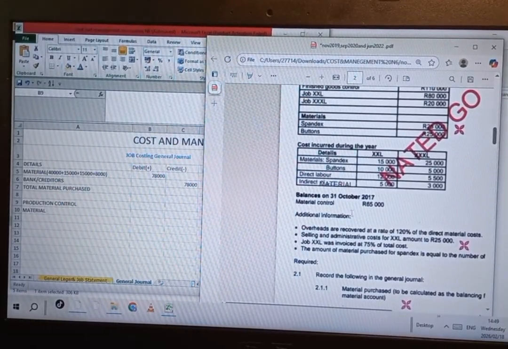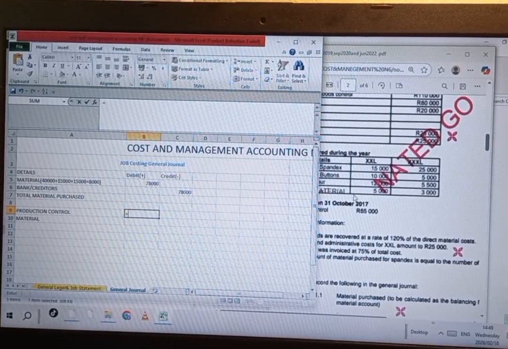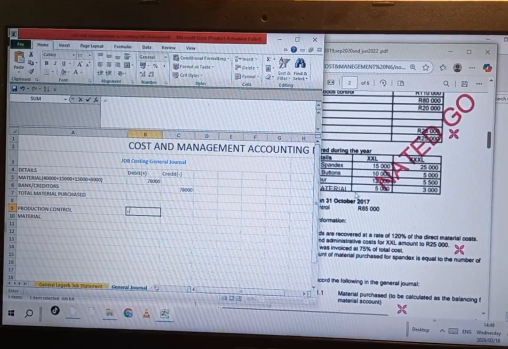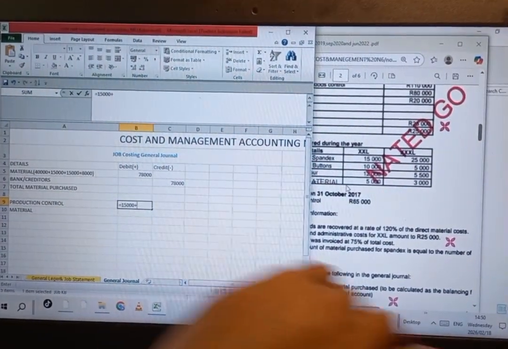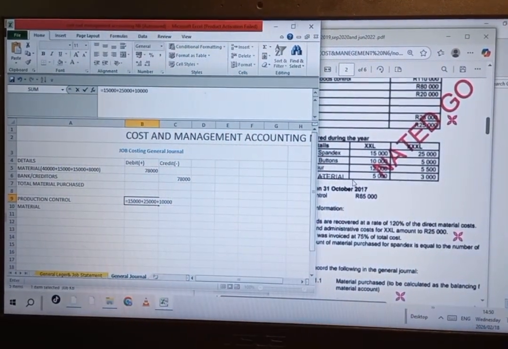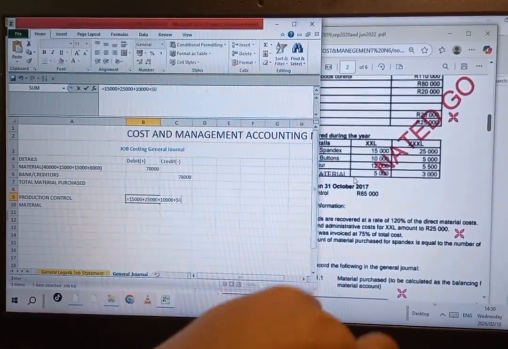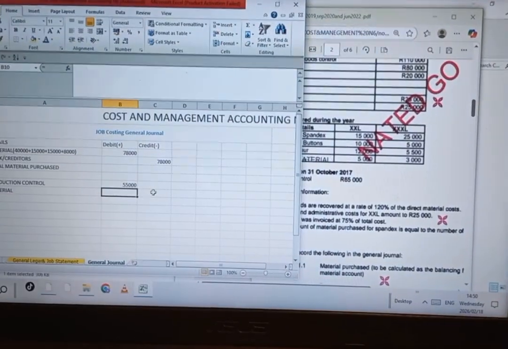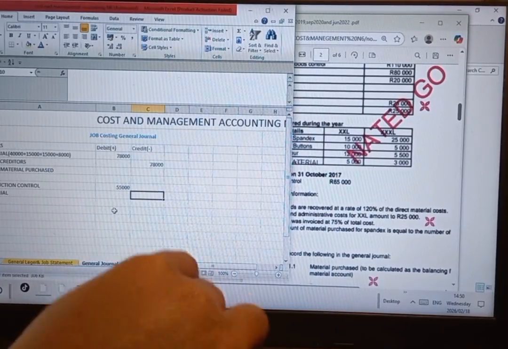This is our issued material: 15,000 and 25,000, and then also 10,000 and 5,000. That is the total amount of issued material. We don't include indirect material. It's 15,000 plus 25,000 plus 10,000 plus 5,000. That gives us 55,000. That is the total amount of material that was issued to production, 55,000.